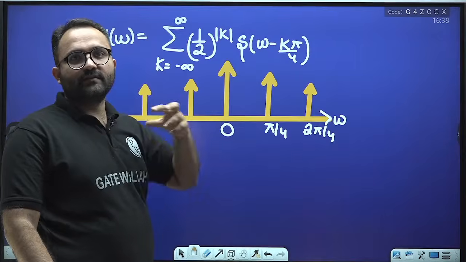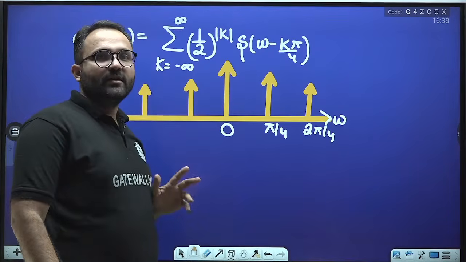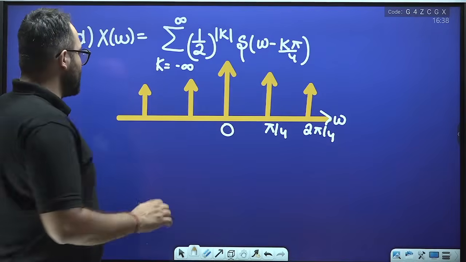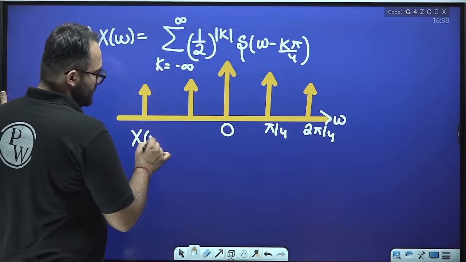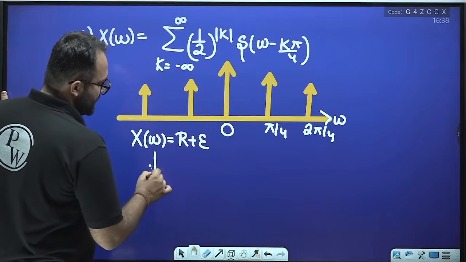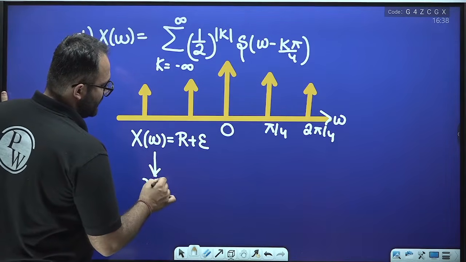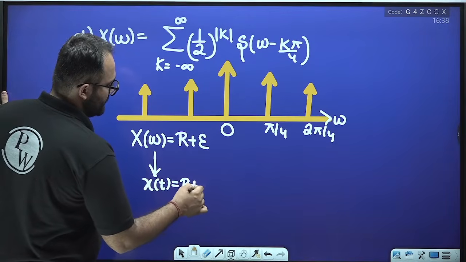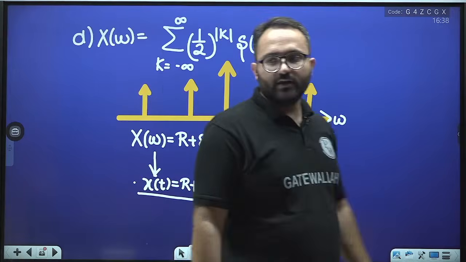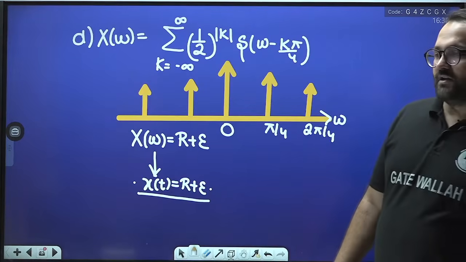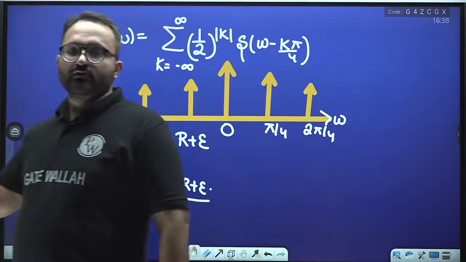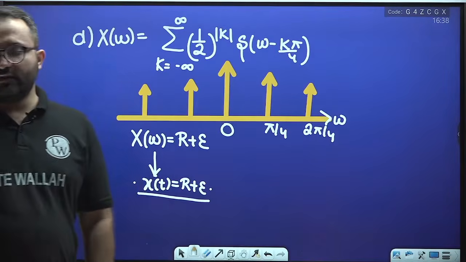So we can see that this is a completely even signal and this is real also. All the numbers are real. So X of omega is even and real. Since X of omega is real and even, the time domain signal will also be real and even. So all 4 parts are done. Like this, if you remember the properties of that chart, then you can easily solve the questions.